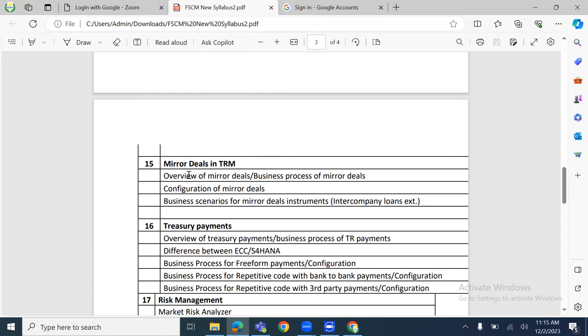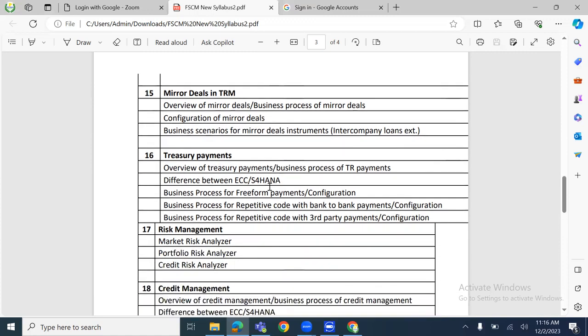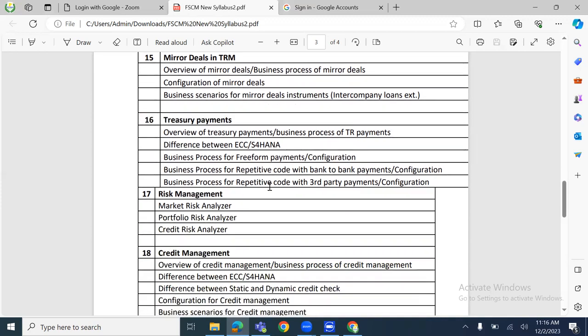So the mirror deals, an overview of the mirror deals and intercompany loans. When we are going to perform intercompany loans, then mirror deals, how the mirroring looks like, so that we can see it live. Then after that, the next topic, treasury payments. So overview of the treasury payments, business process of the treasury payments.